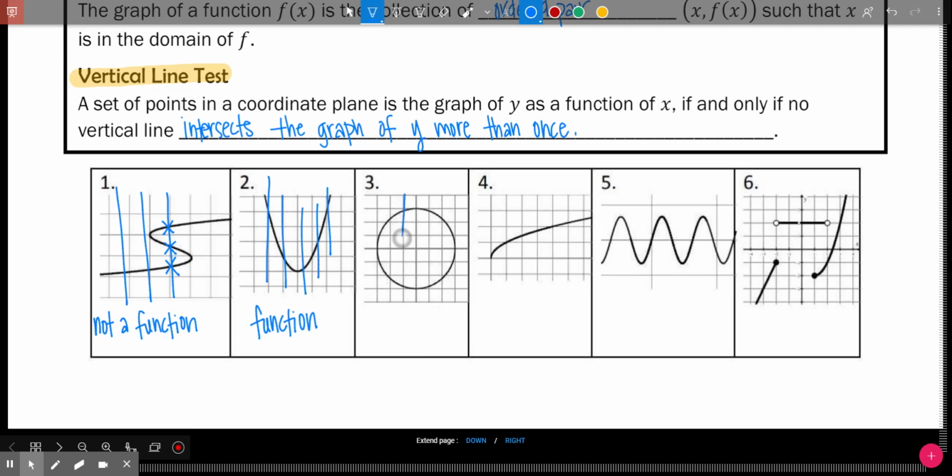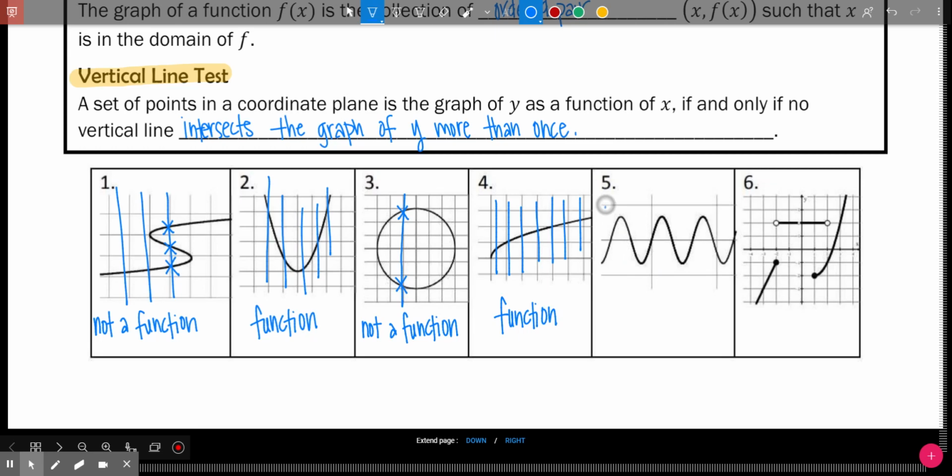And number 3, this is a really common problem that you see on standardized tests because a circle is a familiar shape. But a circle is not a function because it fails the vertical line test. And number 4, again, if I draw those vertical lines, it's never going to intersect more than once. This is a function.